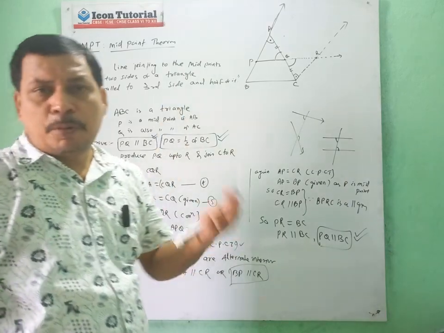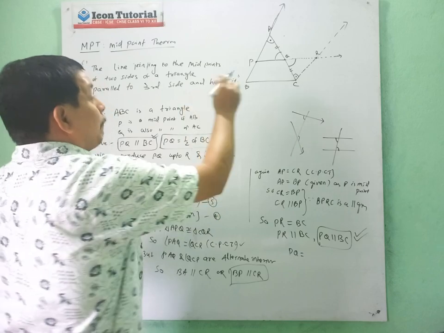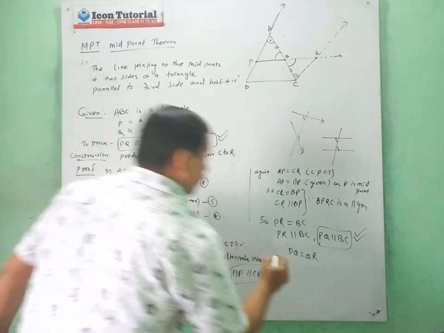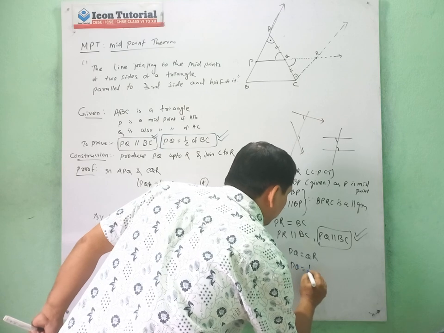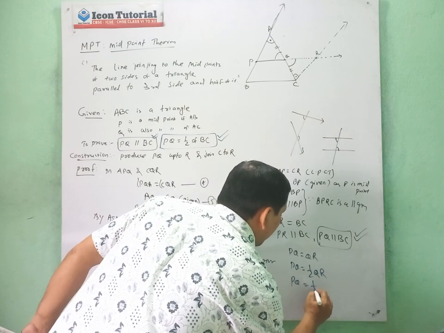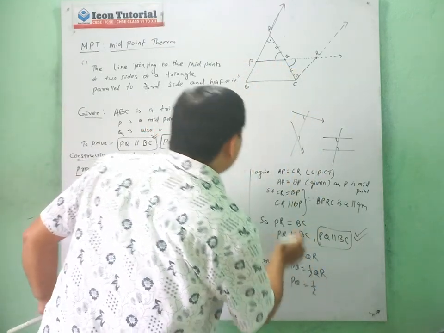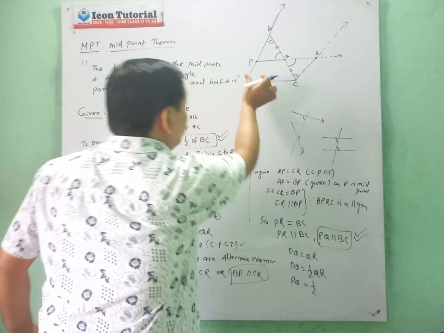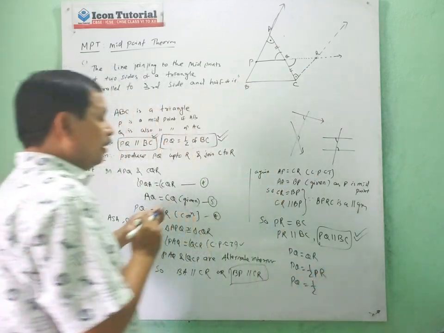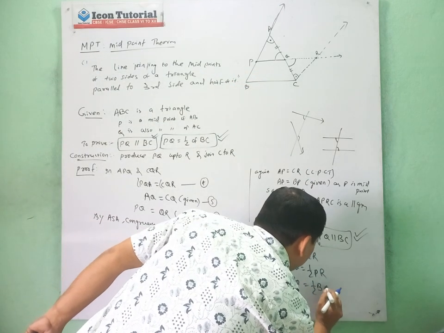But how is PQ half of BC? You know that PQ is equal to QR, so PR is equal to PQ plus QR. That means PQ is equal to half of PR. Sorry, PQ is equal to half of PR. Now PR means BC, so that is equal to BC.